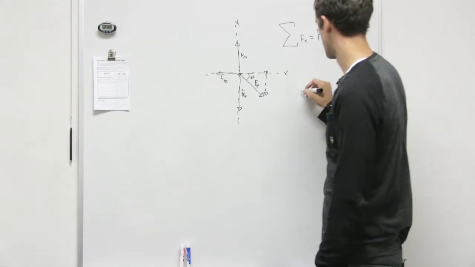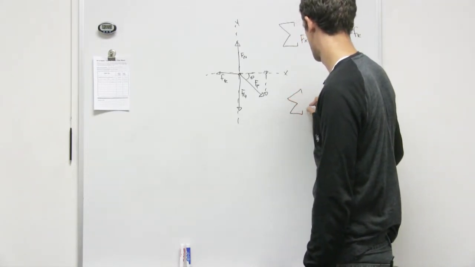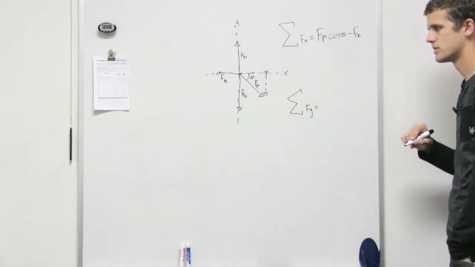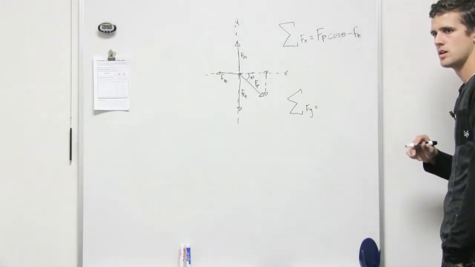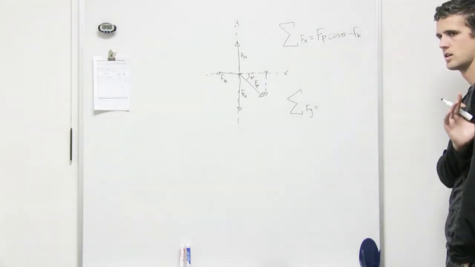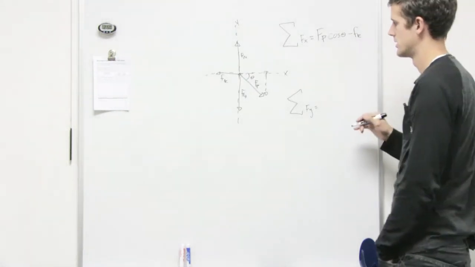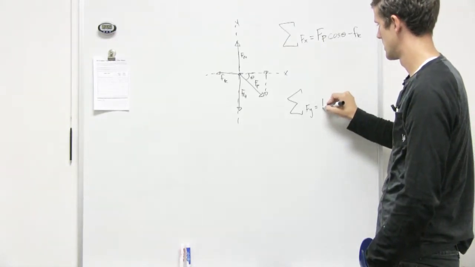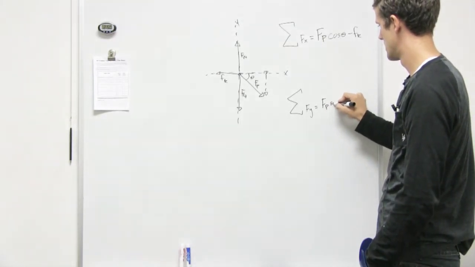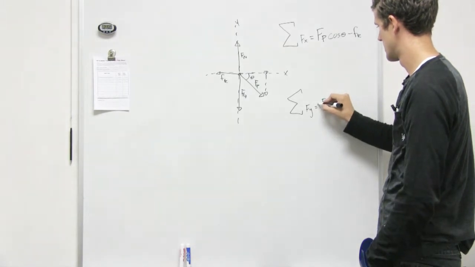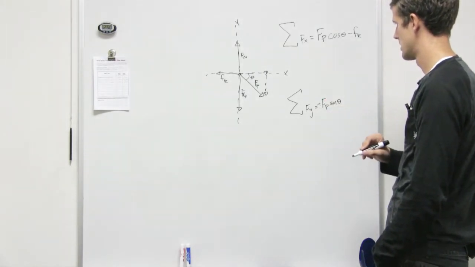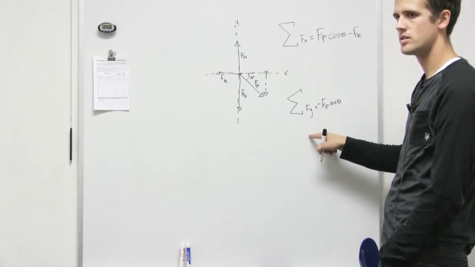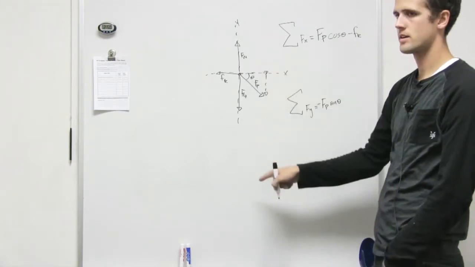And then you'll do the same thing in y. What would that be equal to? Okay, so let's see. It'd be the force of the push times the sine of theta minus kinetic friction. Oh, you want to do it in y though. So any force that's in y. Oh, so 0.